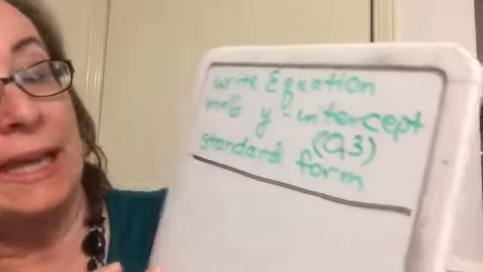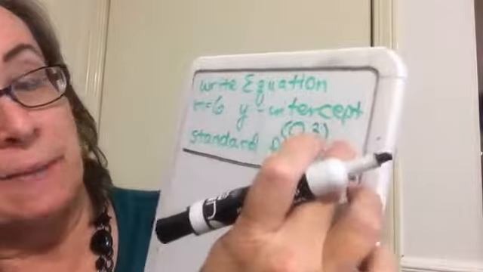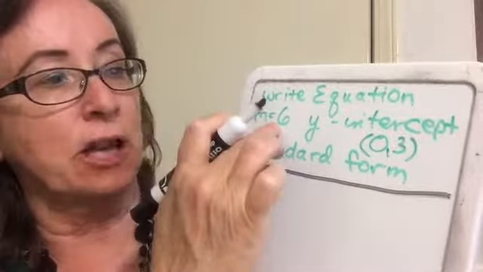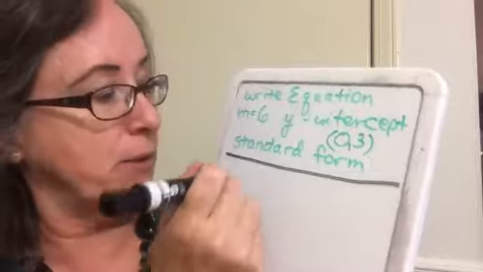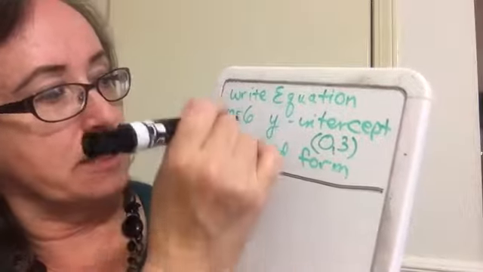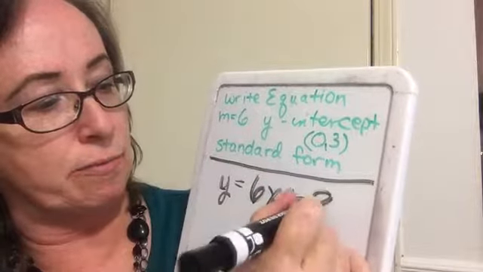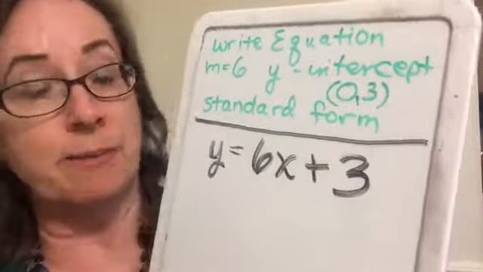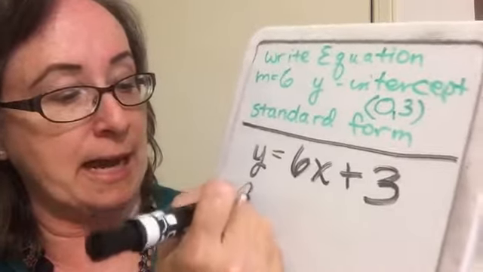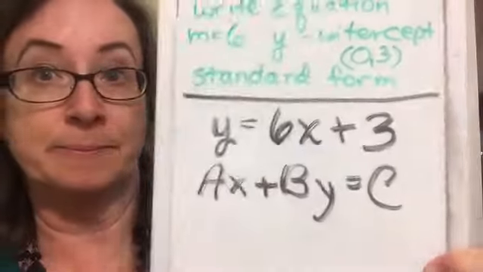Write the equation m is 6, the y-intercept is 0, 3, and we're to write this in standard form. So we're going to start in slope-intercept form. y is mx, which is going to be 6x plus b, and the b is 3. So that is in slope-intercept form. And now we got to turn it around to standard form, which of course is ax plus by equals c.